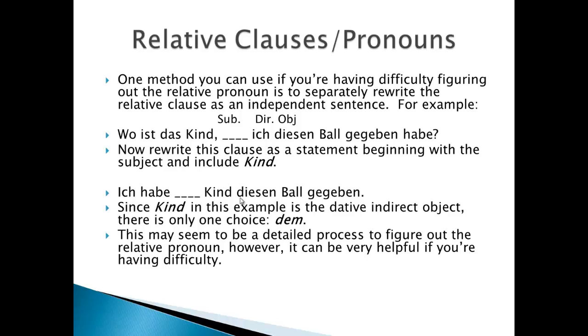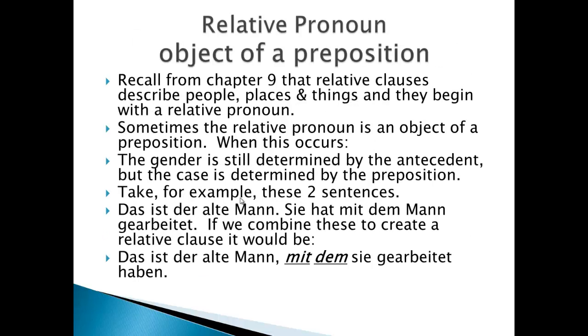Okay, like I said though, once you see the pattern and how these function, it's not too bad. Also, we have relative pronouns as objects of a preposition. So I'm going to go down here to the last two bullet points. "Das ist der alte Mann," and "sie hat mit dem Mann gearbeitet." So we're already seeing this preposition mit, right? So: "das ist der alte Mann, mit dem sie gearbeitet haben." Just like the exercises that we worked on, this is just another example of those.